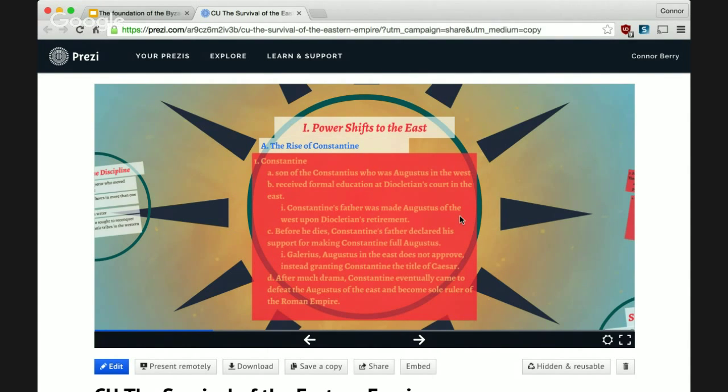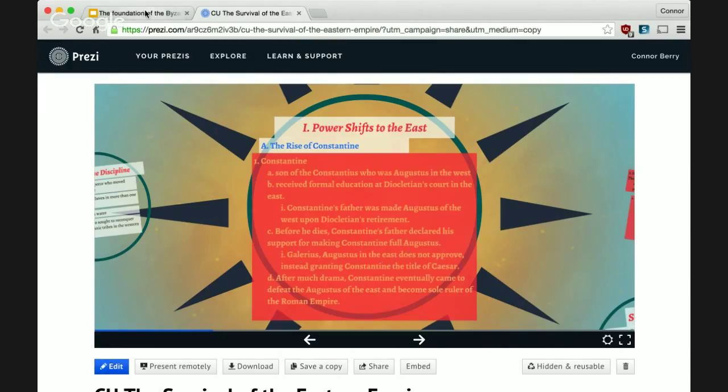Now, before Constantine's father dies, he declares support, saying that Constantine should become Augustus. But there was this other guy, Galerius, who was the Augustus in the east, because the Roman Empire was so large they needed to have control in both sides. He did not approve, and guess what? There was some drama, there was some fighting, and Constantine eventually became the new Augustus and the sole ruler of the Roman Empire. So that's how Constantine rose to power, because of his fight against this other guy, Galerius.